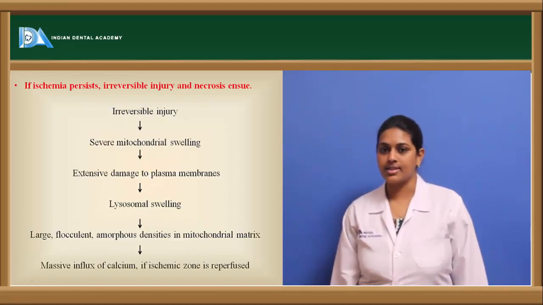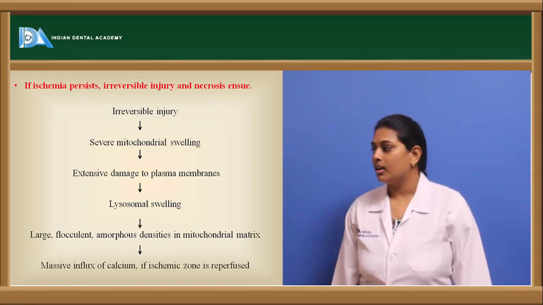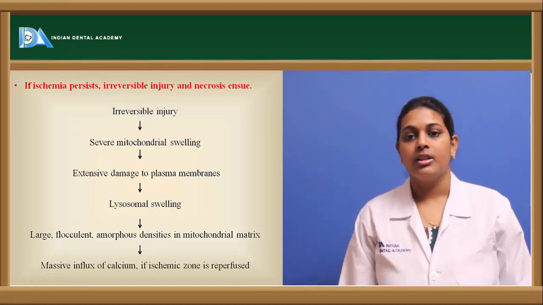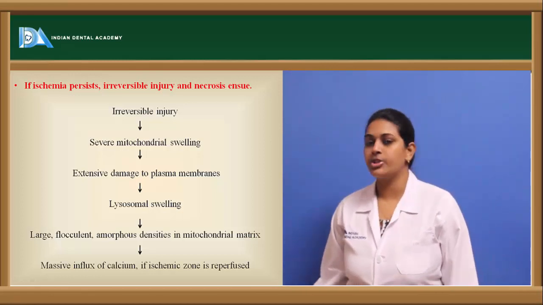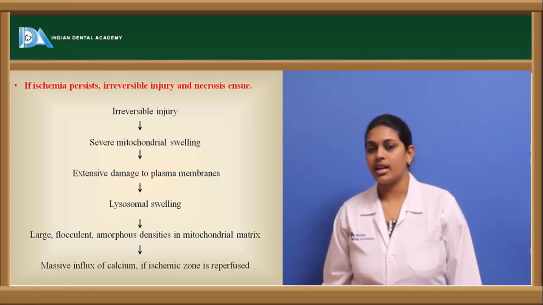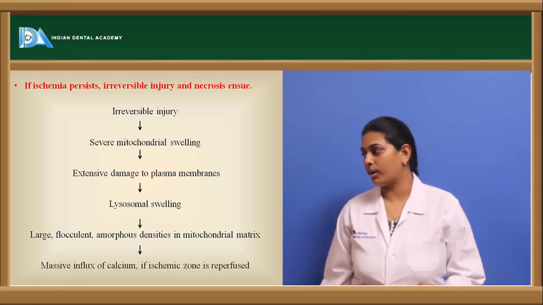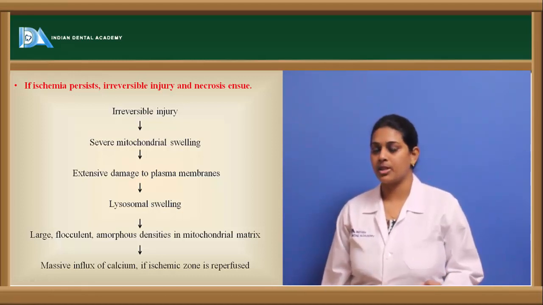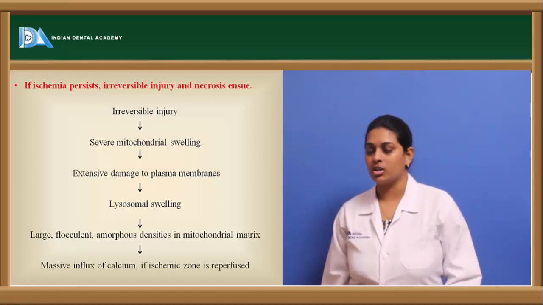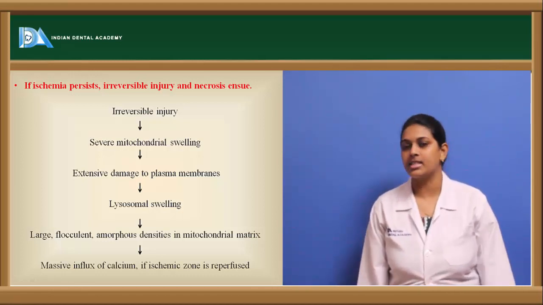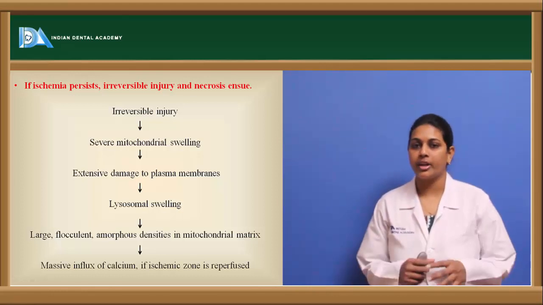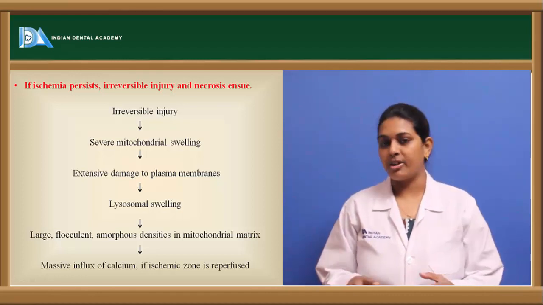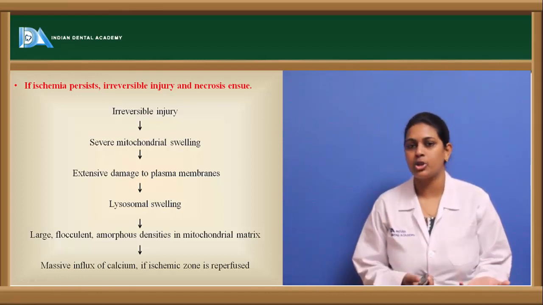Suppose the ischemia persists, then irreversible injury to the cell takes place. That is, necrosis starts. In irreversible injury, there will be severe mitochondrial swelling, which we have already seen in reversible injury, where there is mitochondrial swelling because of the increase in the uptake of water and chloride. And then there will be extensive damage to the plasma membrane. As the mitochondria keep bulging, the plasma membrane also keeps bulging to a limit that it may rupture in certain areas. That is, there will be damage to the plasma membrane.